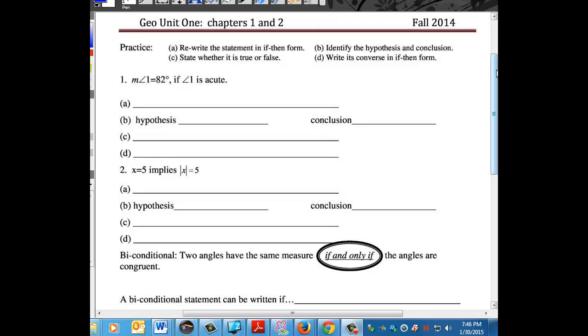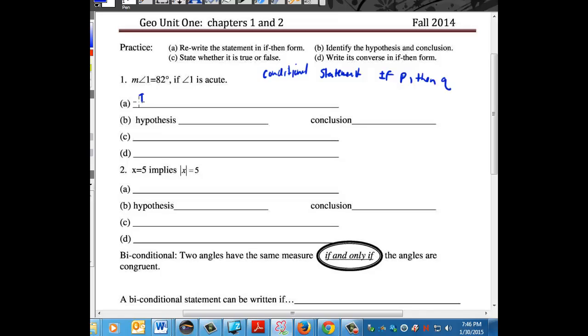Next, they want us to rewrite the statement in if-then form. So what they're asking for us to do here, when we have this if-then form, they want us to write a conditional statement. That's what they're really asking us to do. So remember that a conditional statement is going to be if, and then we say P, which is our hypothesis, then comes our conclusion, which is Q. Okay, so note that in this problem, the if comes second. So when we write our conditional statement, we need to write the if first.